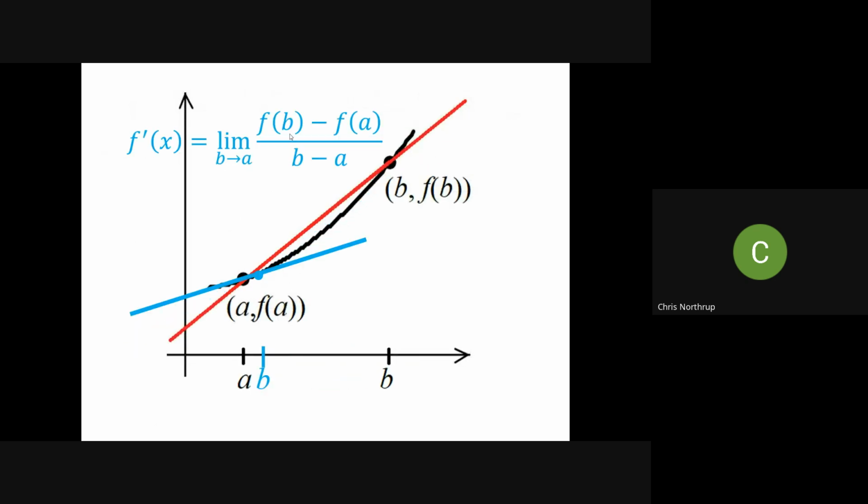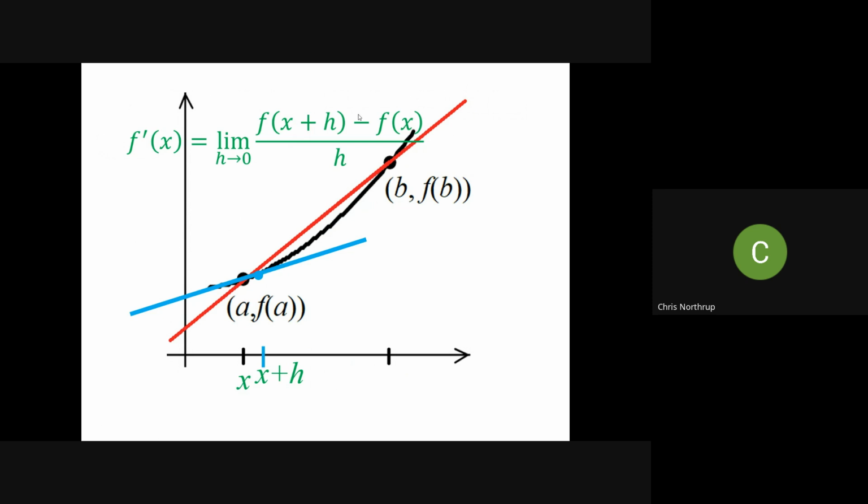It's the same limit. We're just using a different notation for b and a. We're using x and then x plus h, but it's the same thing. So we get this limit, which is what we define as the derivative of a function at a point. So this is instantaneous rate of change.